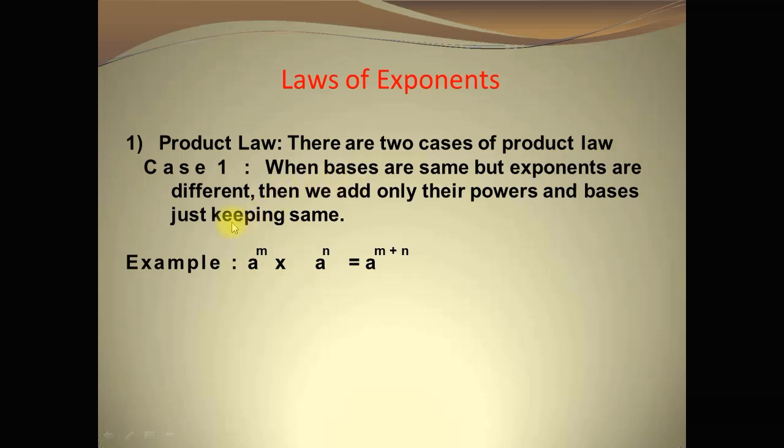When bases are same but exponents are different, there are two different exponents m and n, then we add only their power and bases just keeping same. So bases just keeping same and add the power, we can write this expression a power m multiplied a power n is equal to a power m plus n. So when in the product form base are same and exponent are different, then add the exponent and base just keeping same.